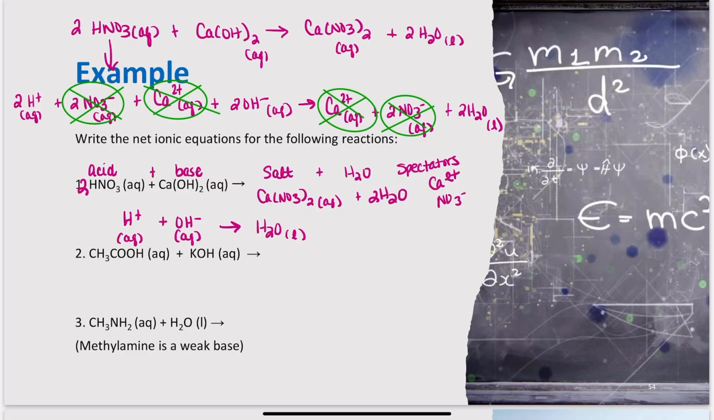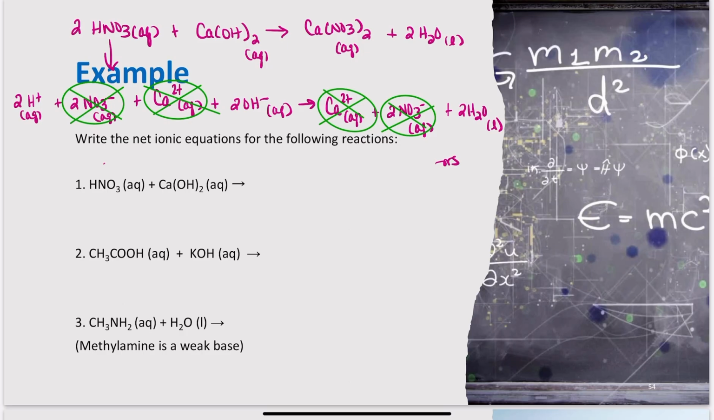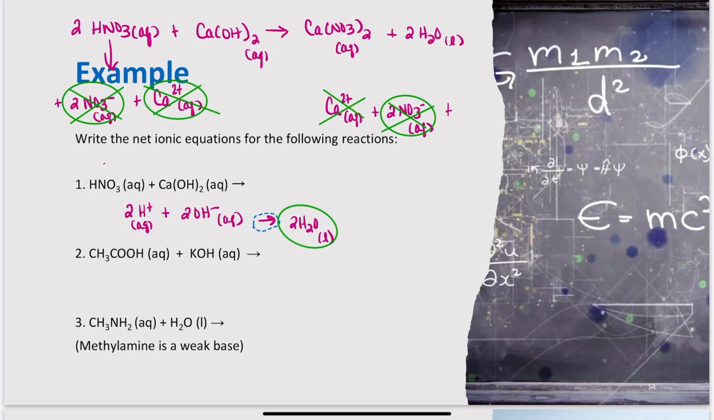Notice what's left behind here. What's left behind when I remove the spectators is 2H+, 2OH-, giving me 2H2O.